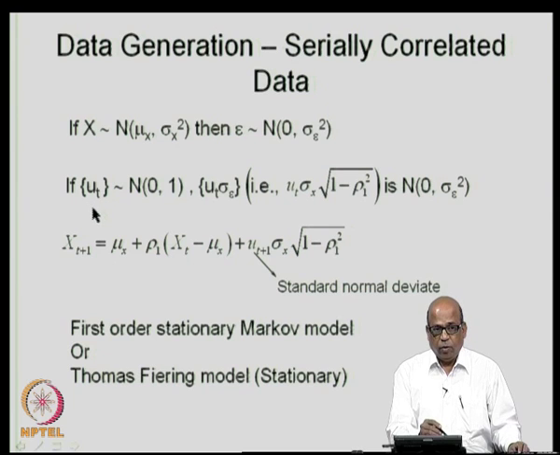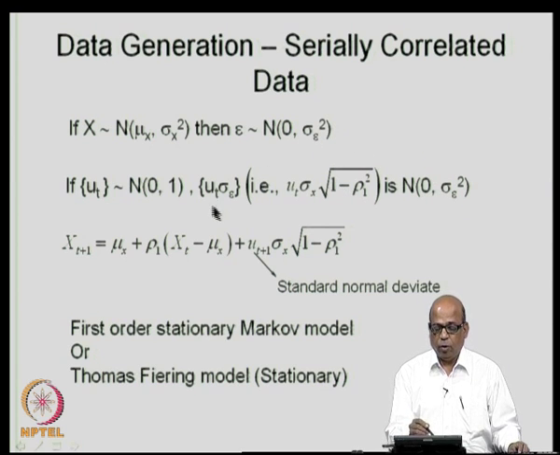So, we now introduce: if u t has a normal distribution of 0, 1, then u t into sigma e, that is u t into sigma e, given by sigma x into root of 1 minus rho 1 square, is normally distributed with 0 mean and variance sigma e square. So, this is what we want.